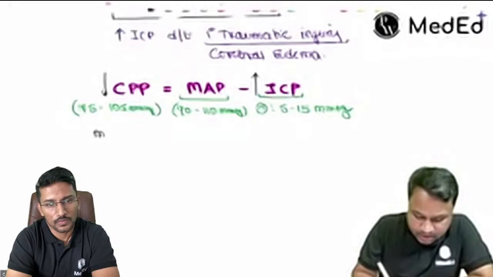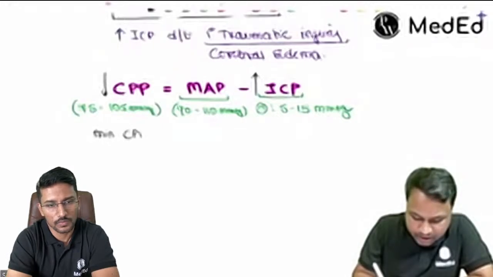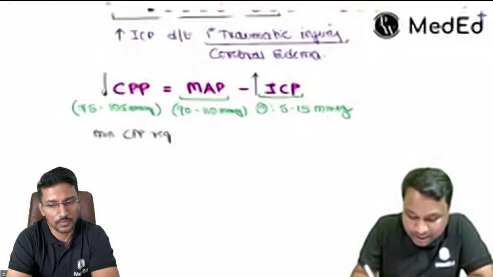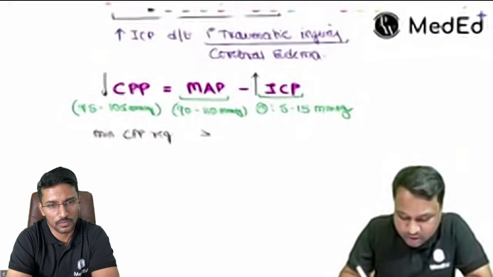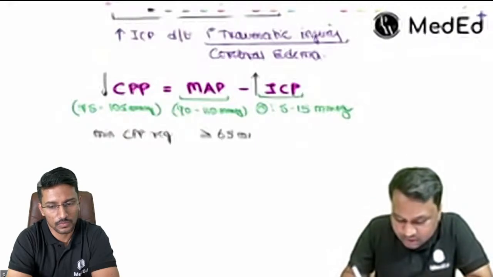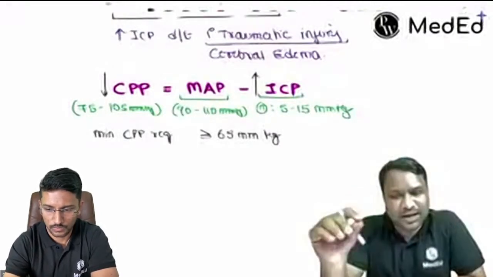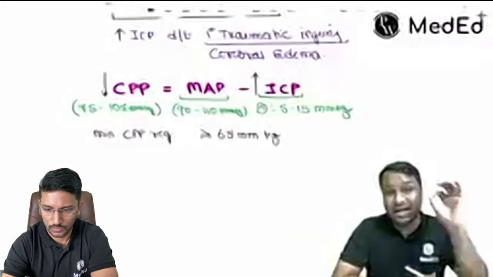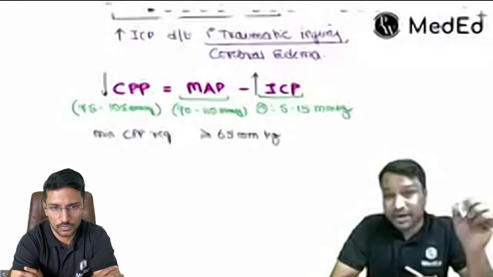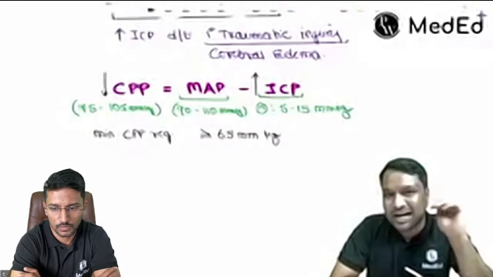Now, here is the concept. Remember, the minimum CPP required to adequately perfuse the brain should be more than or equal to 65 millimeters of mercury, right? Earlier it was 60. Now the latest data says it should be more than or equal to 65 millimeters of mercury. If the pressure is less than 65, this will result in inadequate perfusion.